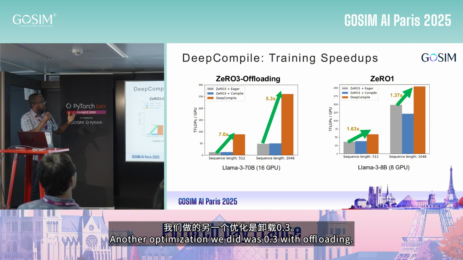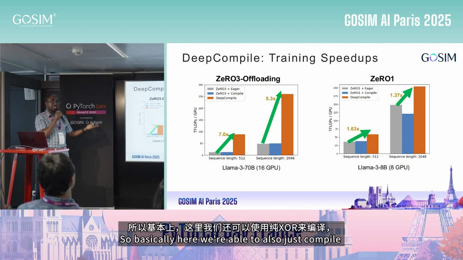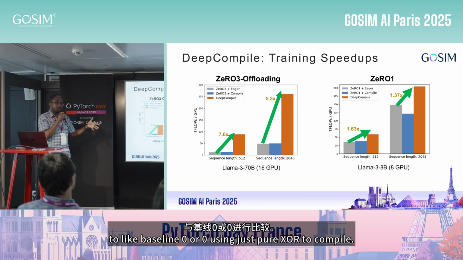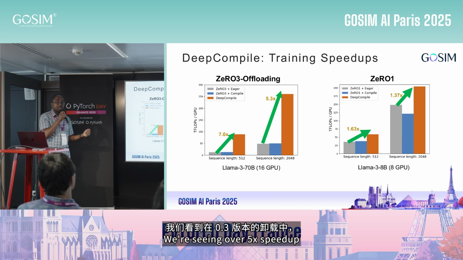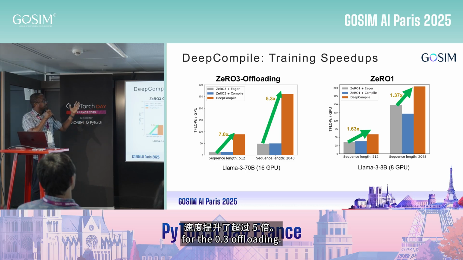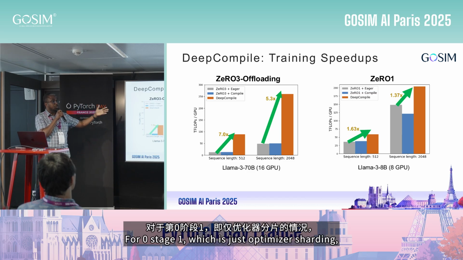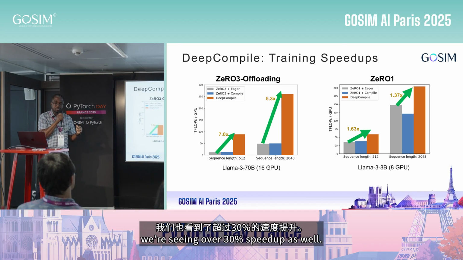Another optimization we did was ZeRO-3 with offloading. So basically, here we're able to also compare it to baseline ZeRO-3 using just pure Torch Compile. We're seeing over 5x speedup for the ZeRO-3 offloading. For ZeRO stage 1, which is just optimizer sharding, we're seeing like over 30% speedup as well.